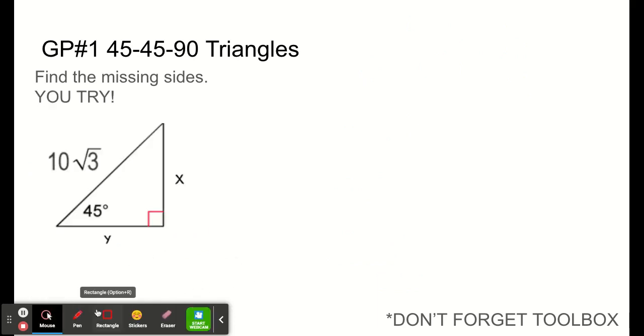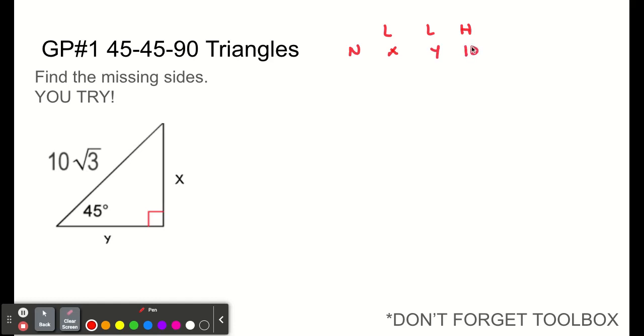So go ahead and pause the video and try this one, and then come back to me and see how you did. So again, we start by setting up our chart. We have x, y, and 10 radical 3. For the parent triangle, 1, 1, and the square root of 2.